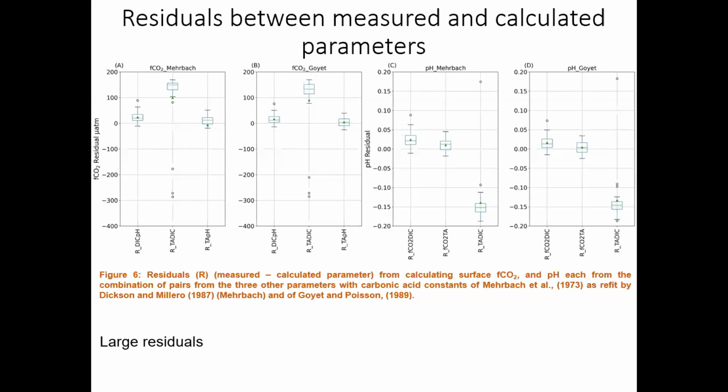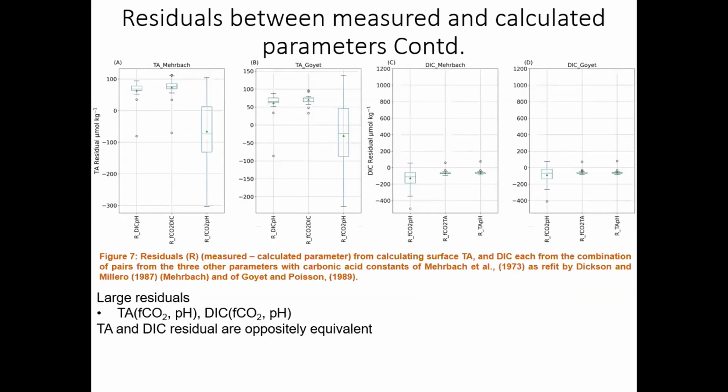Then if we look at the total alkalinity and DIC, we also see large residuals when we have the total alkalinity and DIC calculated from the pairs of FCO2 and pH. Another observation we have here is that the TA and DIC residuals are oppositely equivalent. What I mean by that is, you see the residuals here for the TA are positive, while all of the residuals for the DIC are negative. So they are equivalent sort of, but oppositely equivalent.